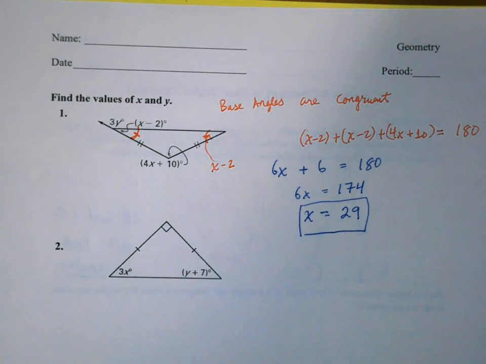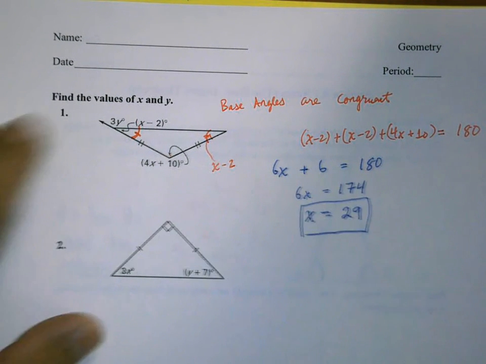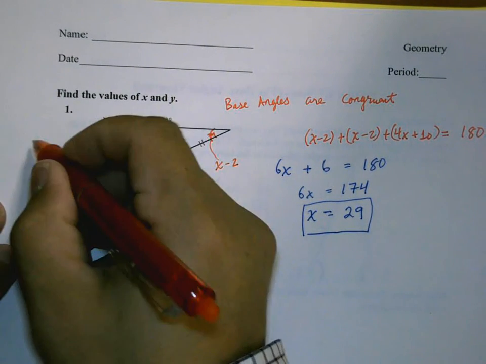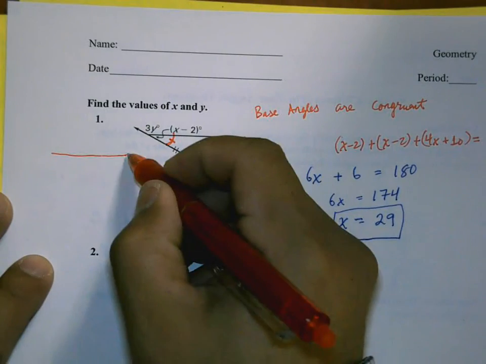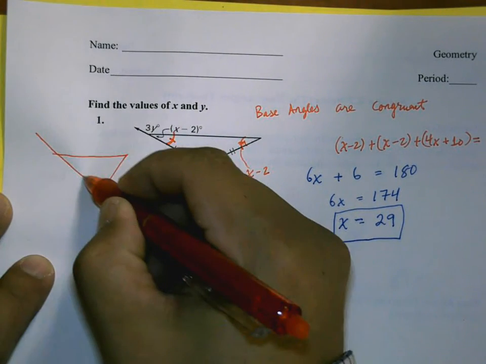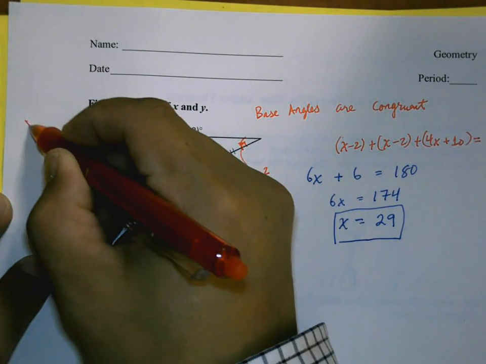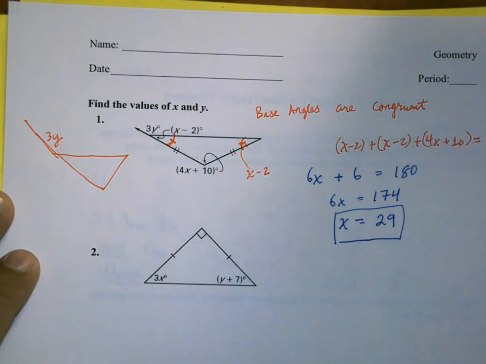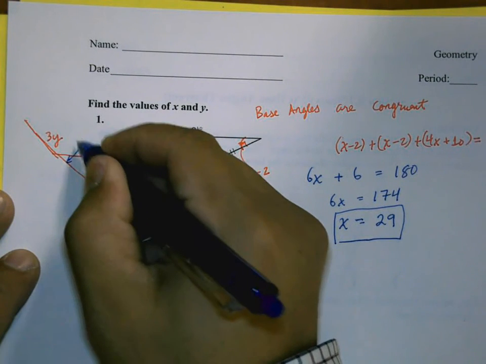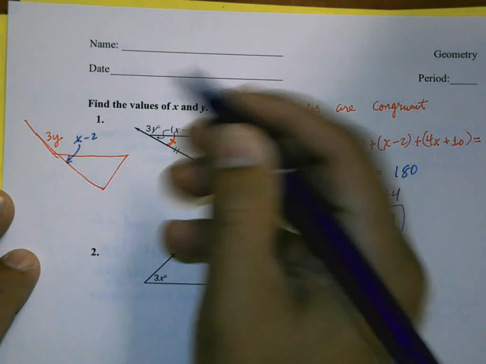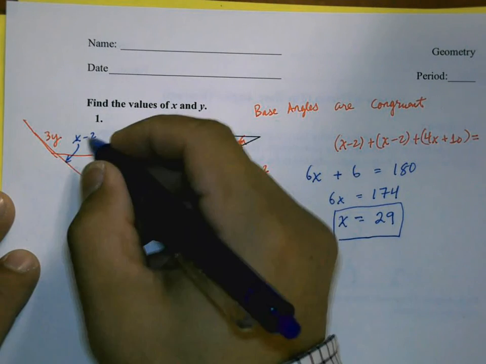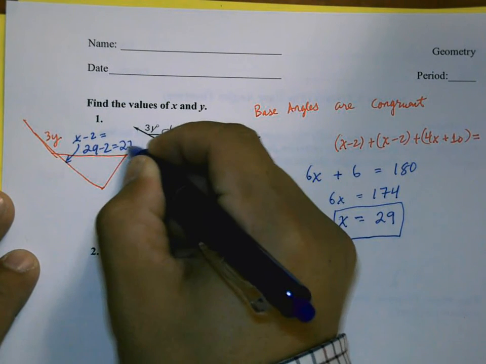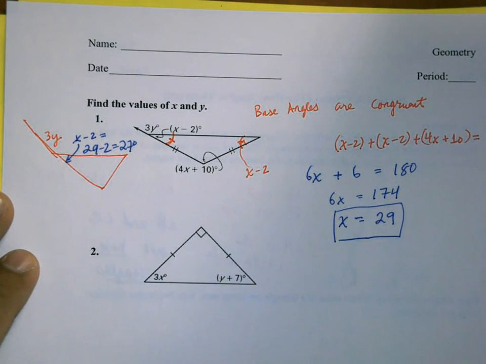And now you have a myriad of ways to find the variable y. I think the simplest way to do it is, I'm going to just redraw this picture out here. So this angle out here is 3y. This angle in here is x minus 2, but we know that x is 29, so this must be 29 minus 2, which is 27. So this angle in here is 27 degrees.